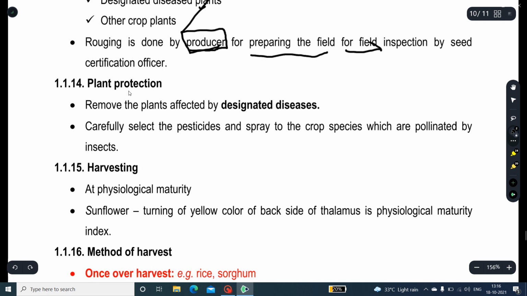And the next important one is plant protection: look for the presence of designated diseases in a seed field. So remove the plants which are affected by diseases, and periodical plant protection measures in consultation with the scientist will keep the field away from pests and diseases. Carefully select the pesticides and spray to the crops which are pollinated by insects.